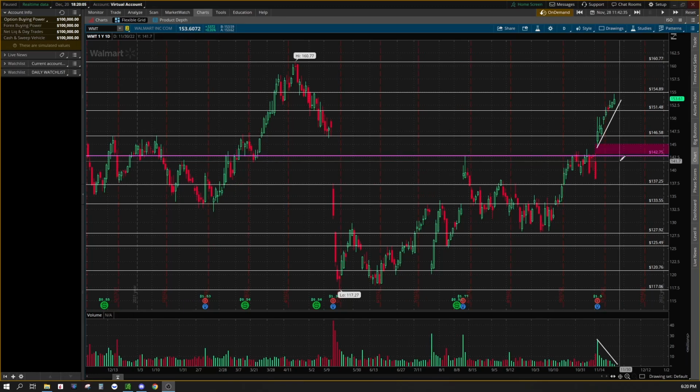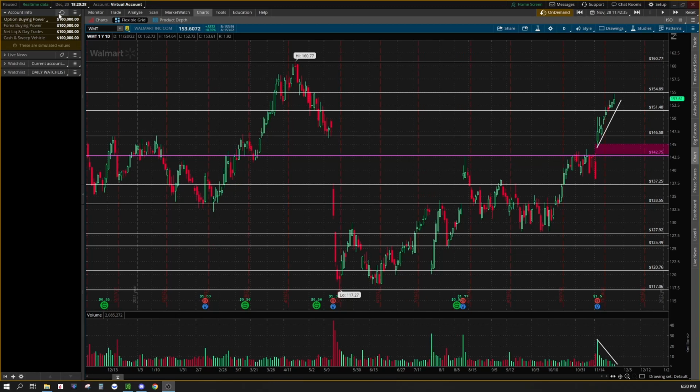In this example, you can see that there's a gap between 142.75 and roughly 145. So in this case, we are very bearish, for example, that Walmart will eventually come down and most likely fill that gap, right? You can see that our option buying power here is 100K. We're going to pretend like we're using an account of $1,000.